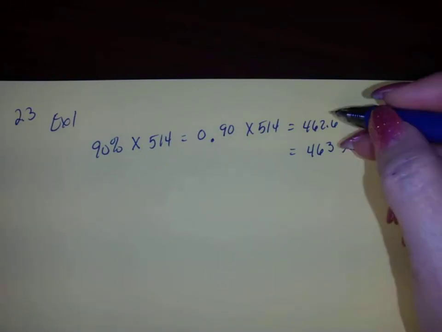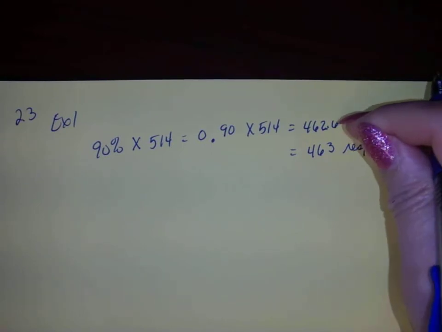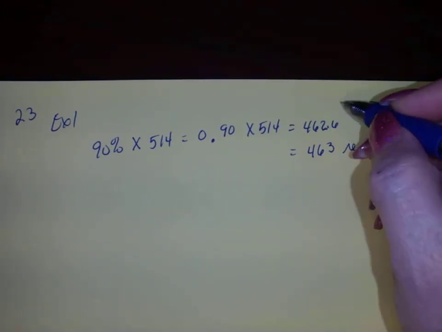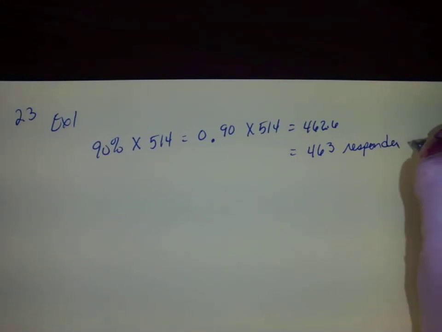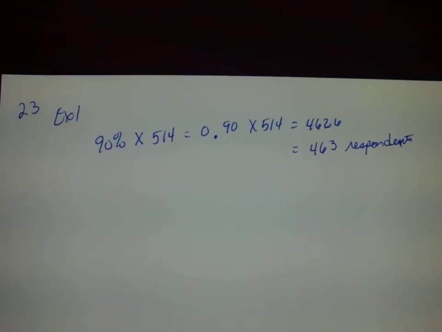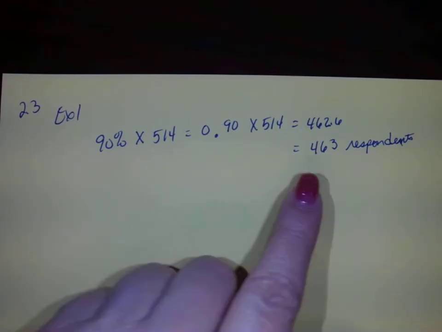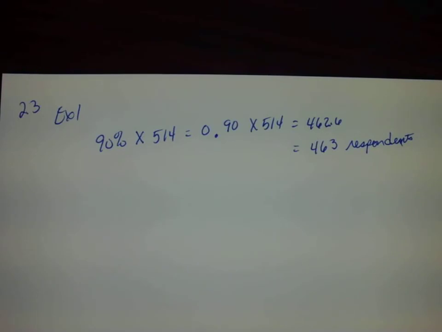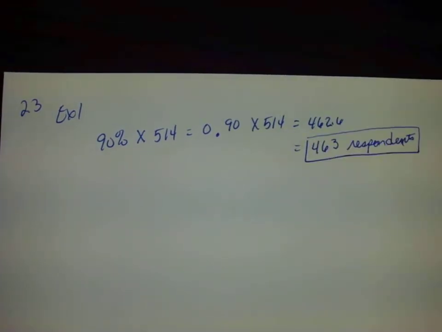If it's below 5, if it had been like 462.3, then I would have left the 2 alone. But because it's 5 or more, I rounded up. So we have 463 respondents. That would be 90% of our 514. All right, now we found that 463 of the 514 respondents said that the appearance of the job applicant is very important for a good first impression. Okay, just to clarify what we've figured out.